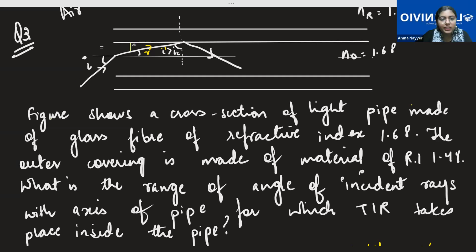See, here it says the figure shows a section of a light pipe made of glass fiber of refractive index 1.68. The outer covering is made of refractive index 1.44. What is the range of angle of incidence of rays with the axis? Means you have to find this I, the angle of incidence, for which TIR takes place inside the pipe. So here TIR is occurring.